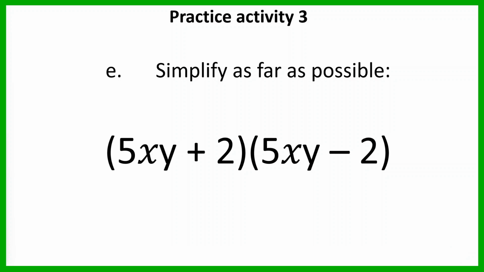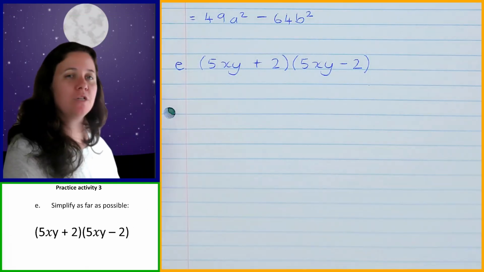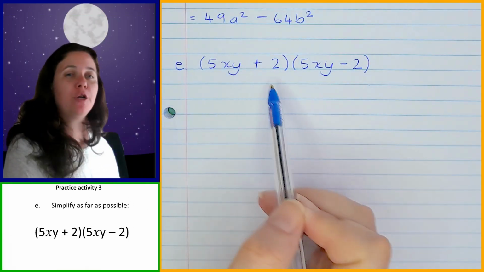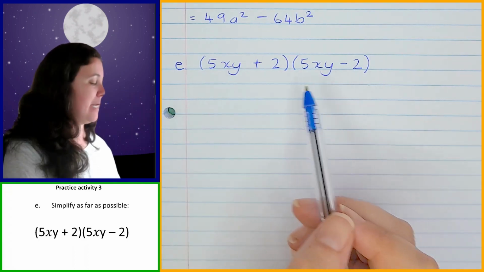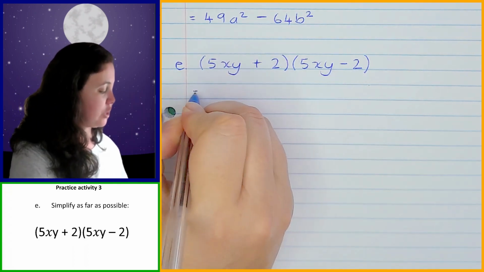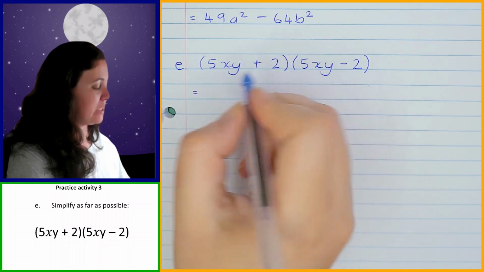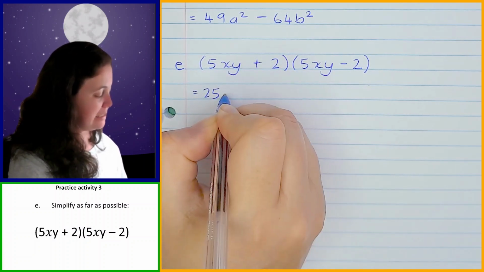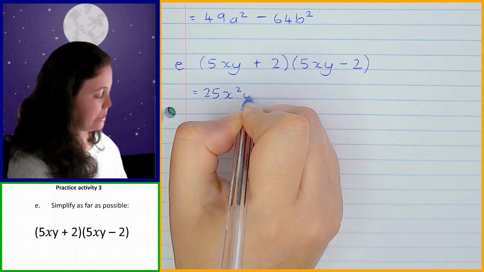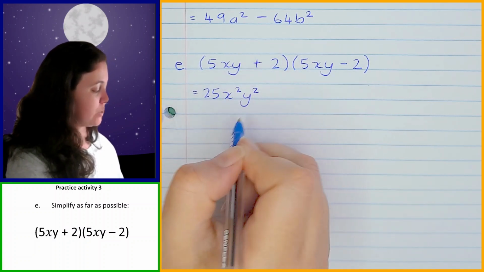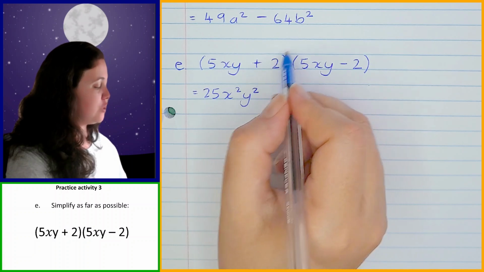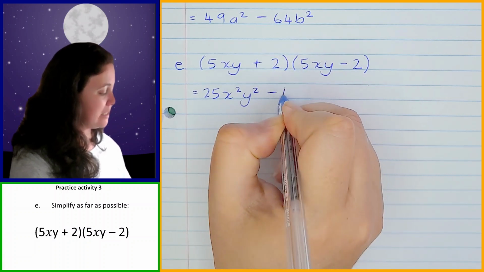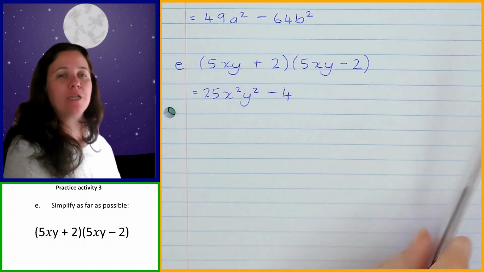Okay, so let's go through that question quickly. Here, once again, the two binomials are the same except for the plus and the minus, so I can use my shortcut. So that's going to be 5xy times 5xy. 5 times 5 is 25. x times x is x squared, and y times y is y squared. So you should have had 25x squared y squared, and then 2 times negative 2 is minus 4. So that you should get for question E.